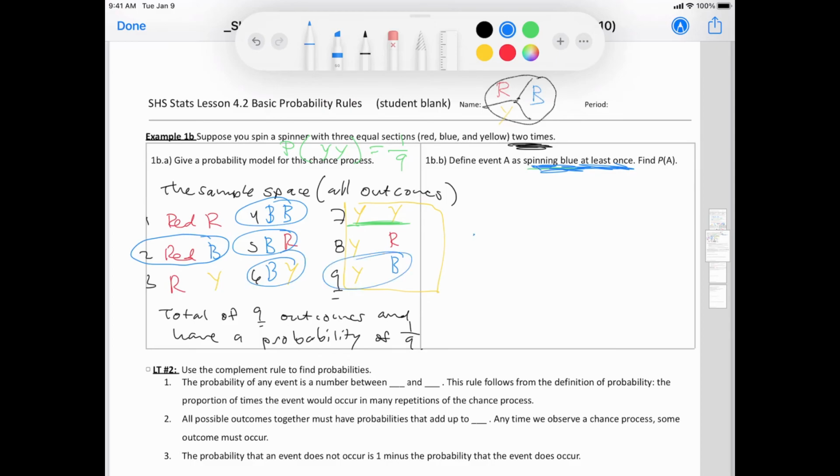So the probability of event A happening, which is spinning the blue at least once, or sometimes people call it at least 1 blue. These are the same ways of saying the same thing. How many circles did we get? 1, 2, 3, 4, 5. So we have 5 out of how many total? 9. So 5/9.